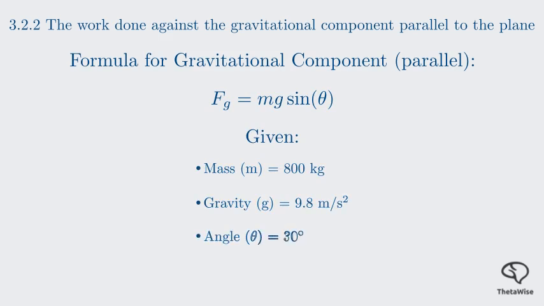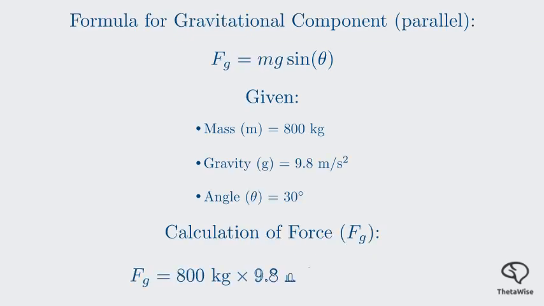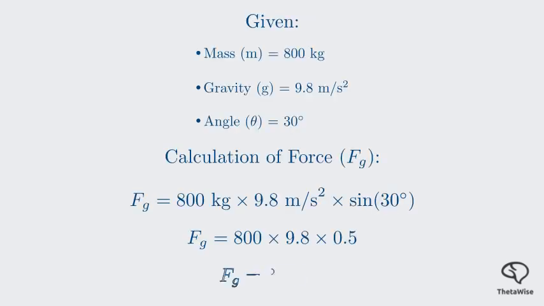And the angle theta is 30 degrees. First, let's calculate the gravitational force component. Substituting the values, F equals 800 times 9.8 times the sine of 30 degrees. The sine of 30 degrees is 0.5. This gives us 800 times 4.9, which is 3920 newtons.